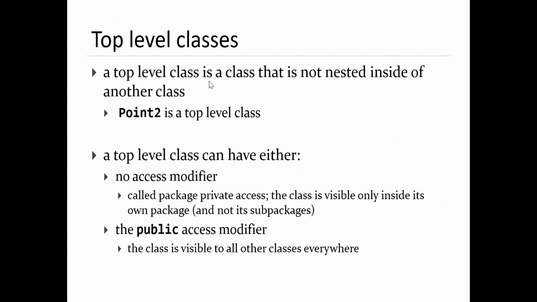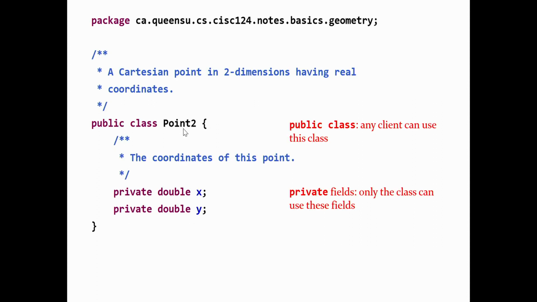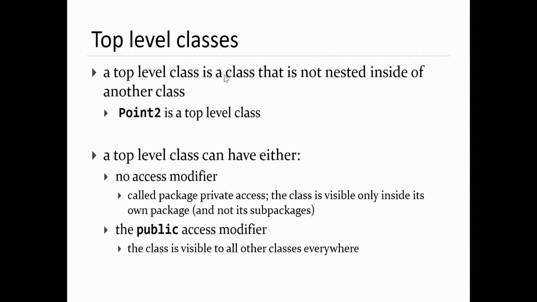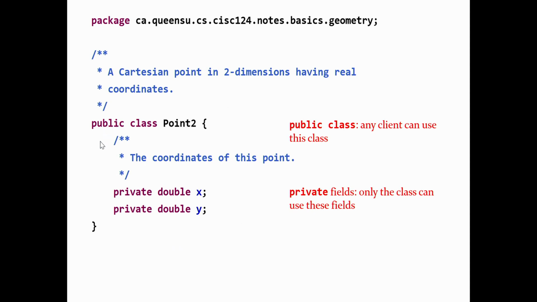Okay, so point2 is what's called a top-level class because it's not defined inside of another class. Notice point2, there is no class around it. So point2 is a top-level class. A top-level class can either have no access modifier, or it can have a public access modifier. In other words, that access modifier is either public or it's not there.